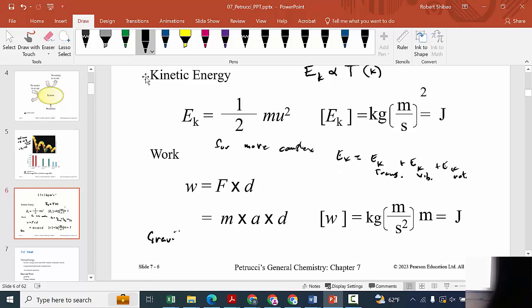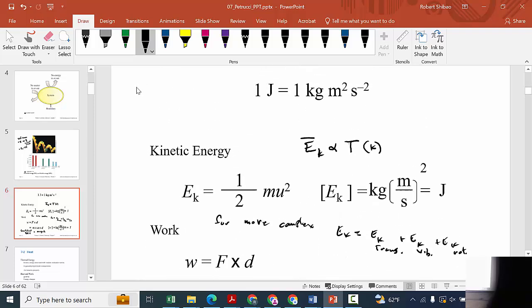So gravitational potential energy is going to equal the mass times the acceleration. The acceleration is g. Do you guys remember what g is? Yeah, this is the gravitational constant here, times h, mgh. And so that will be the gravitational potential energy.